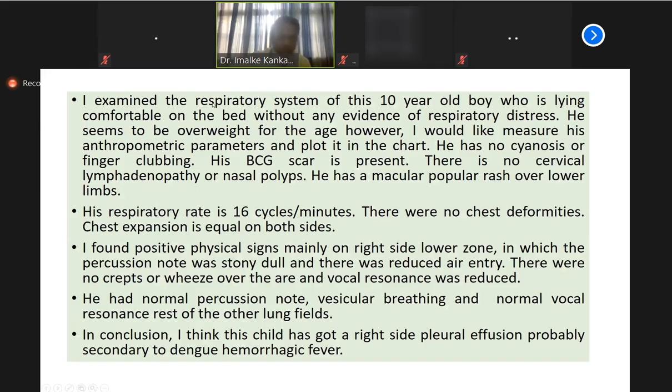So I examined the respiratory system of this 10-year-old, maybe you can say young boy, happy child. You should not say young lad to our students. So you can mention some adjectives, right?